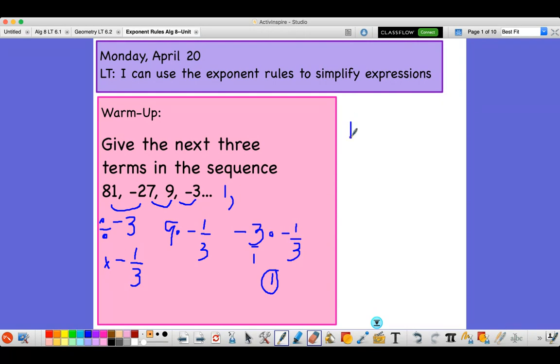So now I'm going to come over here. I need a little bit more space. 1 times, remember that common multiplier was negative 1/3. Well, any number times 1 is just itself, so my next one is negative 1/3. And then for my third term, I'm almost done. So for my third term, I'm going to take negative 1/3, and I'm going to multiply it again by that common multiplier, negative 1/3. A negative times a negative gives me a positive, and multiplying straight across, I get 1/9. So my last term is 1/9. So for this question, giving those last three terms would be positive 1, negative 1/3, positive 1/9.